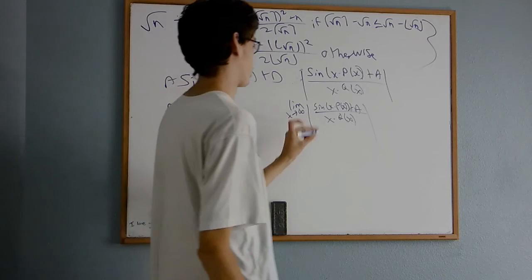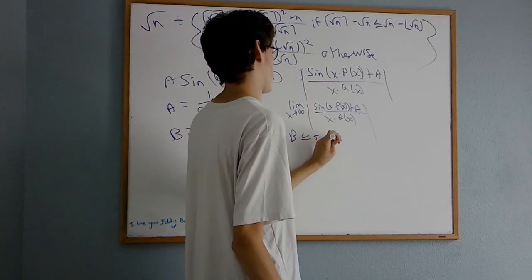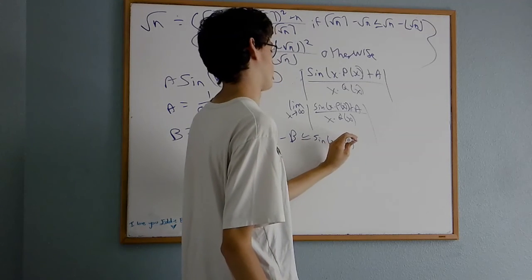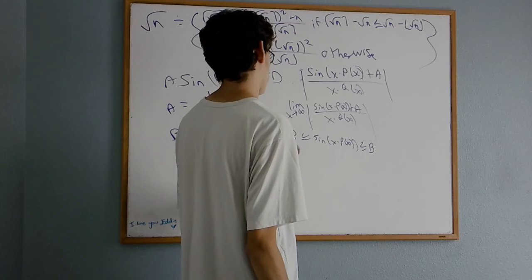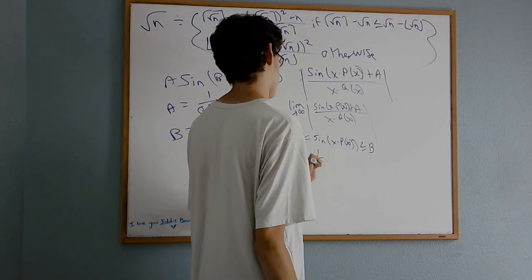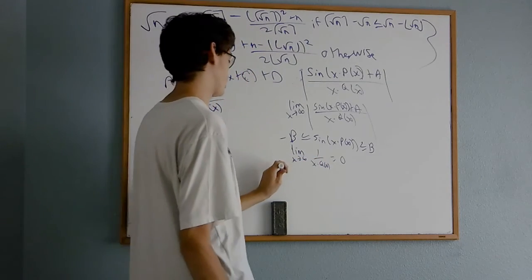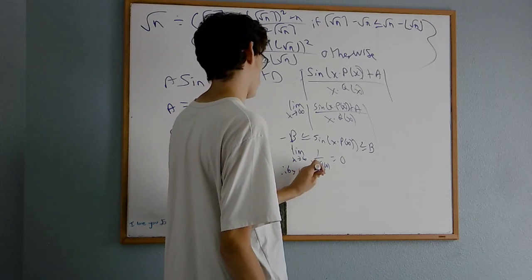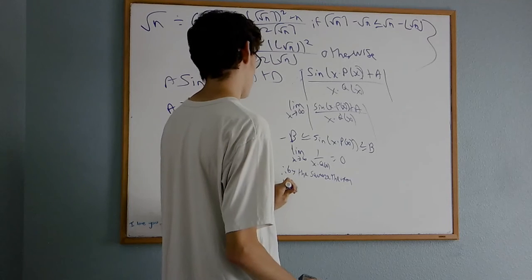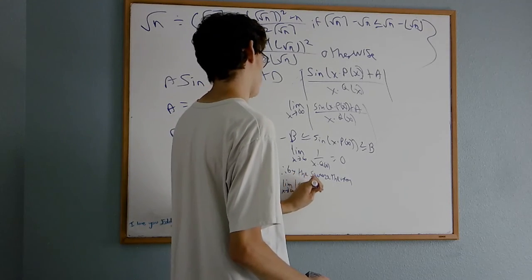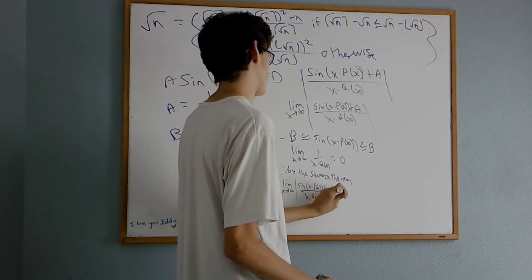Okay, and we know that for all x, there's a number b such that negative b is less than or equal to sine of x times p of x, which is less than or equal to b. And also we know that the limit as x goes to infinity of 1 over x times q of x is equal to 0, since q of x is a polynomial. And therefore we conclude by the squeeze theorem that the limit as x goes to infinity of sine of x times p of x plus a, divided by x times q of x, is equal to 0.